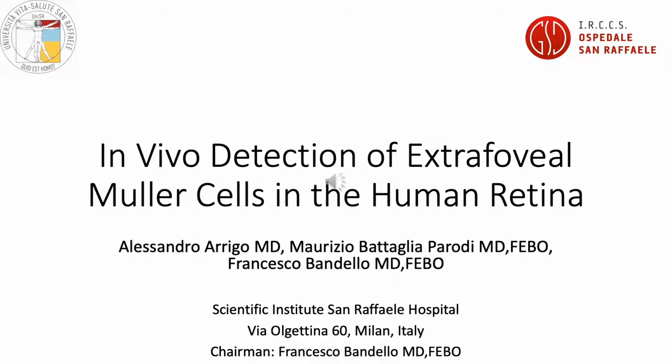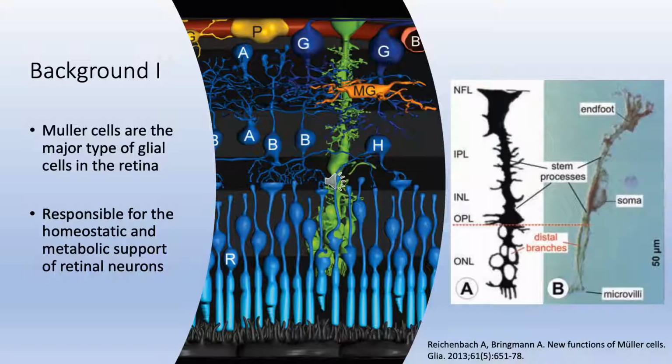In this presentation, we will talk about a new technique for the in vivo detection of extrafoveal Müller cells in the human retina through optical coherence tomography. Müller cells represent the major glial cytotype in the vertebrate retina. These cells are responsible for the homeostatic and metabolic support of the other retinal cells and are confined between the inner and the outer retinal limiting membranes.